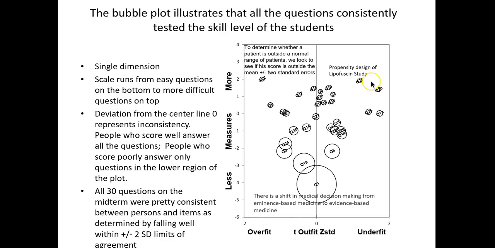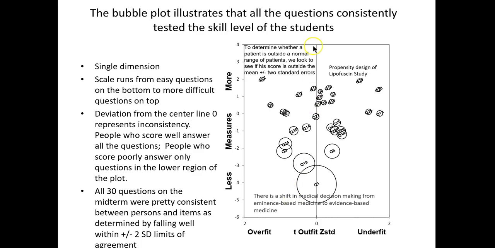Another question was the propensity design. Didn't really get that. Probably didn't cover it in detail enough. The question that was easiest, almost everybody got it. I think everybody got it right. There's a shift in medical decision making from evidence-based to evidence-based medicine. I mean, you didn't have to even read anything to figure evidence-based optometry was going to say true to that question.